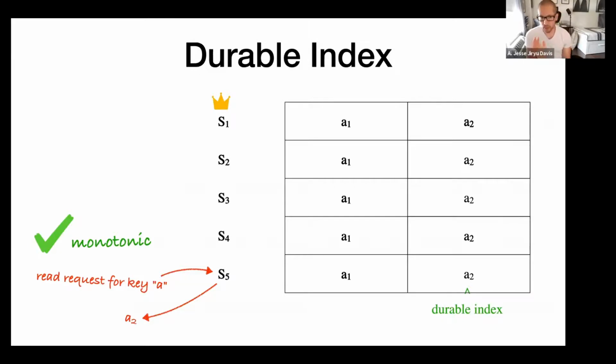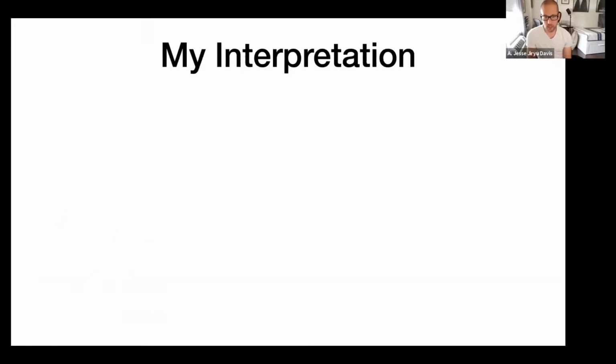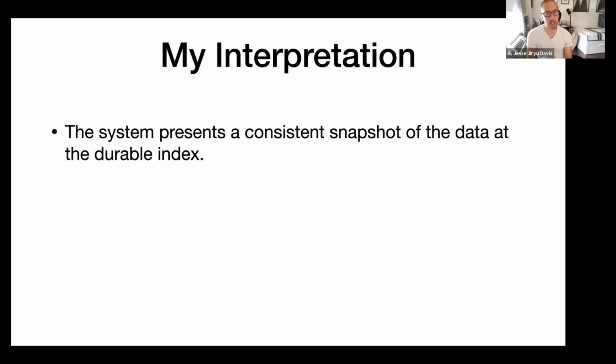So that's how CAD works for both leader reads and follower reads and combinations of follower reads. My interpretation of how this system works could be wrong. I could be missing some subtleties, but it seems to me that the system presents a consistent snapshot of the data at the durable index. And the durable index can only move forward. And so that's how it ensures a monotonically increasing view of the data over time without any sessions.